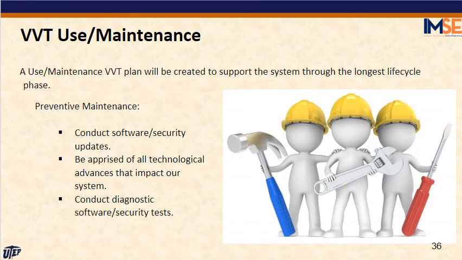VVT Use Maintenance Plan. A use-maintenance VVT plan is going to be created to support the system through the longest life cycle phase, the preventive maintenance phase. This will be conducted in order to keep issues at a minimum and therefore repair costs at a minimum. Additionally, preventive maintenance will keep collateral damages to the customer and the system to a minimum.